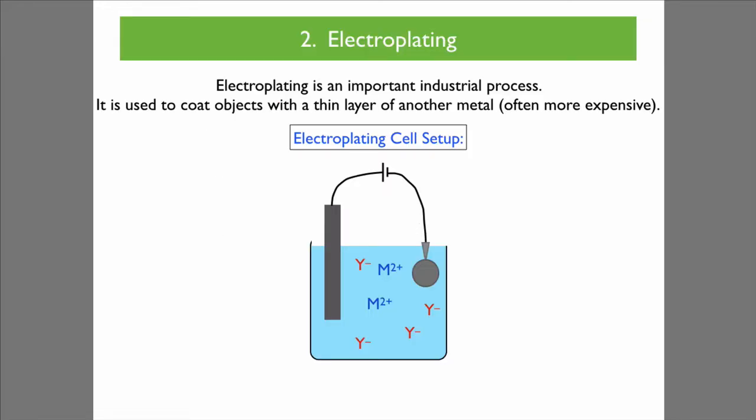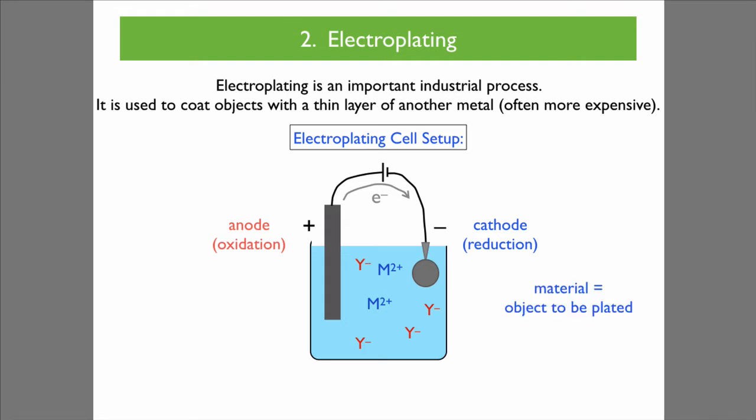Let's look at electroplating. Electroplating is an important industrial process. It is used to coat objects with a thin layer of another metal, which often is more expensive. Let's look at this electroplating cell setup. We've got the anode, where oxidation takes place, and the cathode, where reduction is going to take place. The electrons are going to be pumped with the battery from the anode to the cathode.